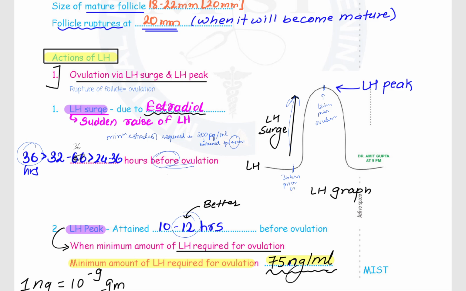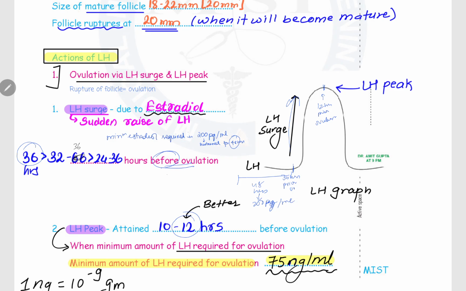should be at least 200 picogram per ml, sustained for at least 48 hours for the LH surge to occur. So at least 48 hours is required, and how much amount? 200 picogram per ml.